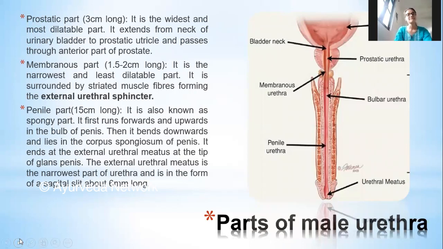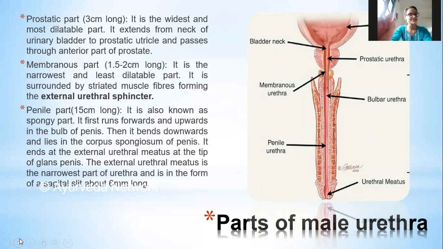Next slide. Now there are various parts into which the urethra has been divided. The major parts we'll talk about are the prostatic part, the membranous part, and the penile part. The prostatic part is the part, as you can see on the screen, which is surrounded by the prostate. It is 3 centimeters long, the widest and most dilatable part of the urethra, and it extends from the neck of the urinary bladder through the prostate, going anteriorly to the membranous part.